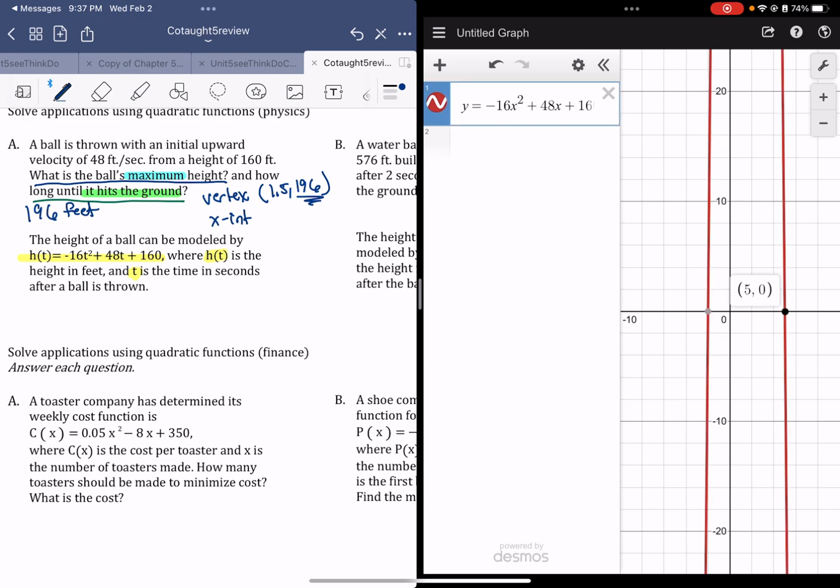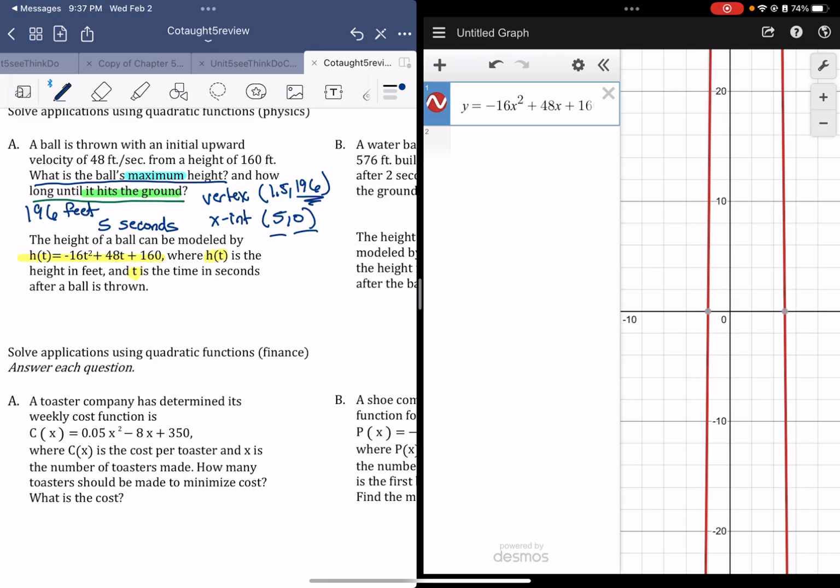That is at 5 seconds. So our x-intercept is at the point 5, 0. So we want to know the time when it hits the ground. Well, hitting the ground means the height is 0. So we want to know the time, which is 5 seconds. So our answer to the second question is 5 seconds. So those are two different questions, two different answers.